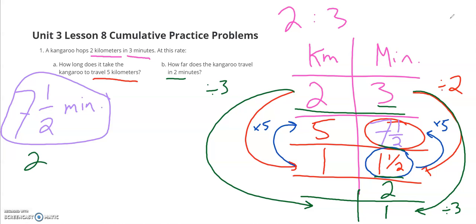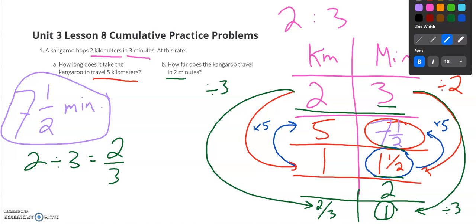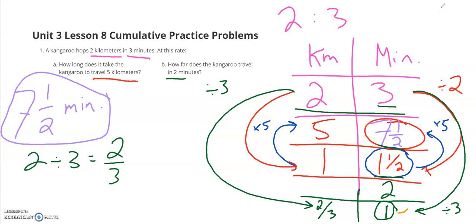2 divided by 3 is the same thing as 2 over 3, which we know is 2/3. This means that the kangaroo goes 2/3 of a kilometer per 1 minute. Now we're trying to find out how far in 2 minutes. 1 times 2 is 2, which means we do 2/3 times 2.